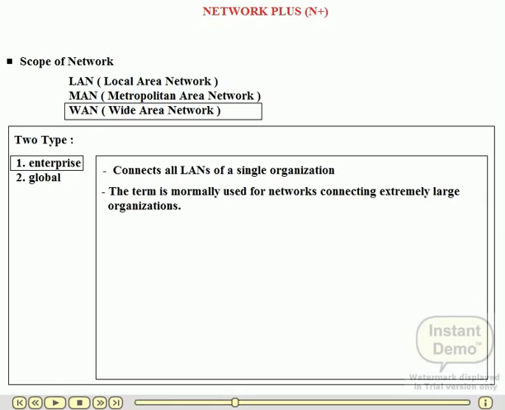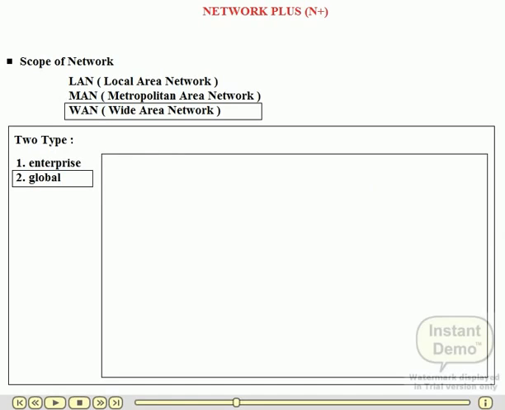Next, global. This is the second type of WAN, and a global network is one that spans the earth. An example is the internet. Here the internet is one example of a global WAN network.